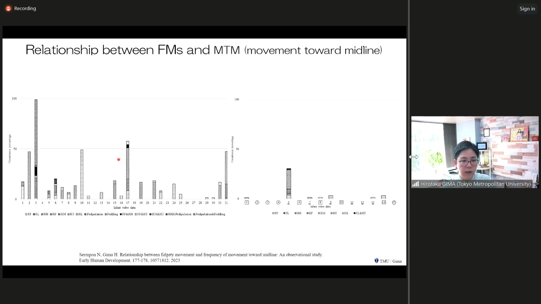So the left figure shows the frequency of MTM in 32 cases where the quality of fidgety movements was normal. And it can be seen that MTM appear in most cases. But on the other hand, here are the results of 15 cases with abnormal fidgety movement quality in the right figure. You can see that MTMs did not appear in most cases.